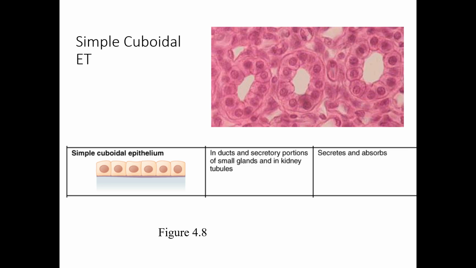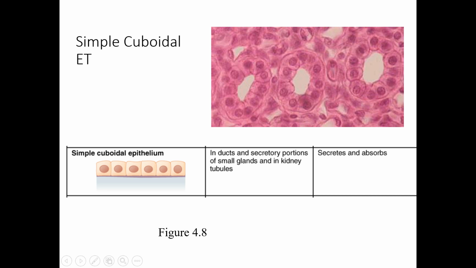Simple cuboidal epithelium. Okay, right here you can see a tissue inside of our kidneys. Imagine if you have a tube like a straw. If you look at that straw not from the side but into its opening, you will see that it looks like a round structure. That's exactly what you see right here. That round structure, it's a cross cut of the tubule inside of the kidneys.